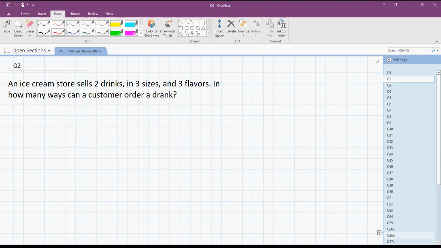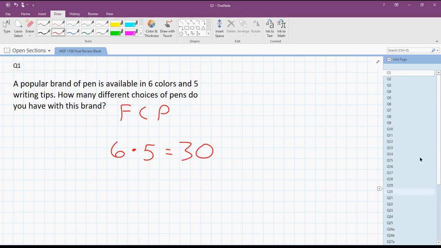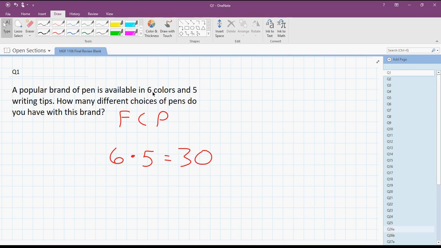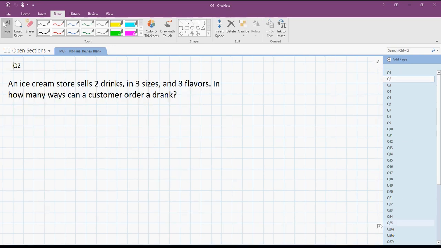All right. For the fundamental counting principle, take your option 1, which is colors, and multiply that by your option 2, which is writing tips. Because remember, these first 3 sections, 11.1, 11.2, and 11.3, were all about finding the total number of outcomes, because we use that in probability.